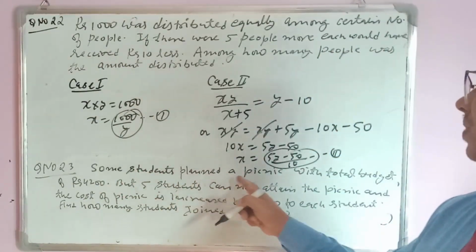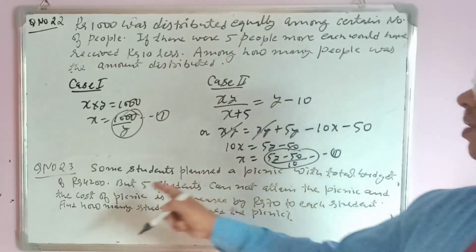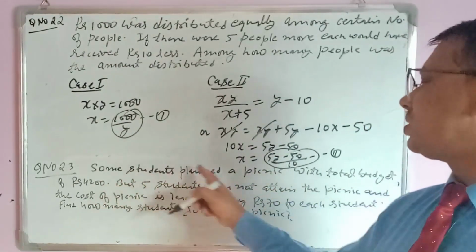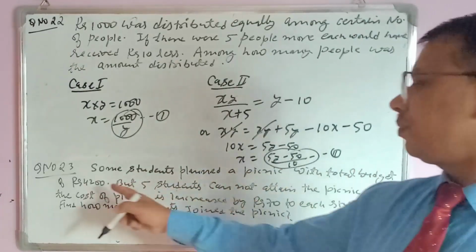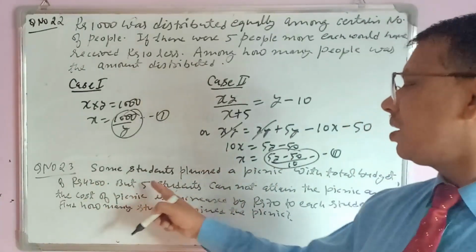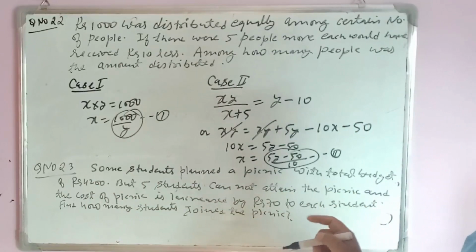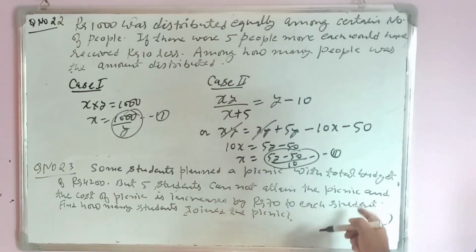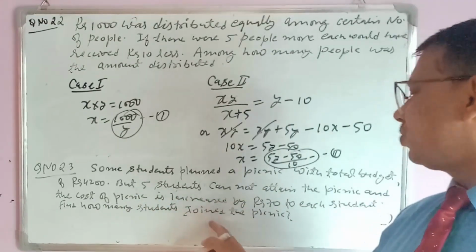Some students plan a picnic with a total budget of rupees 4200, but 5 students cannot attend the picnic, and the cost of the picnic is increased by rupees 70 for each student. Find how many students join the picnic.